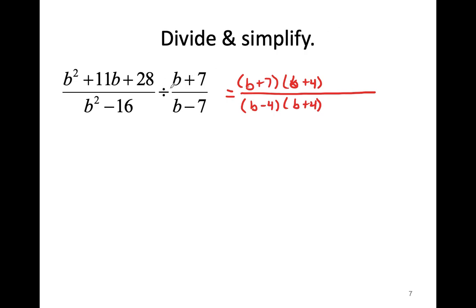And now again, this division we want to turn into multiplication. So that means I'm going to flip this second fraction. So that means I end up with a b minus 7 on the top and a b plus 7 on the bottom. And now let's go ahead and cancel things that are common in the numerator and denominator. So my b plus 7, I have a common factor there in the top and the bottom. My b plus 4, and I do not have a factor of b minus 7 in the denominator. So now let's just simplify it. So we just simply have b minus 7 divided by b minus 4. And there is our final answer.